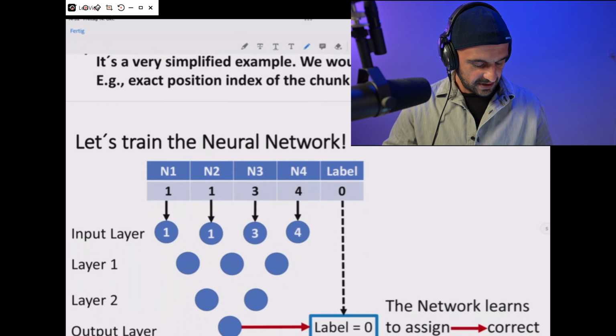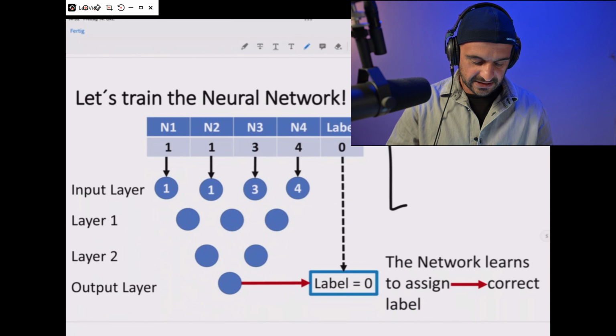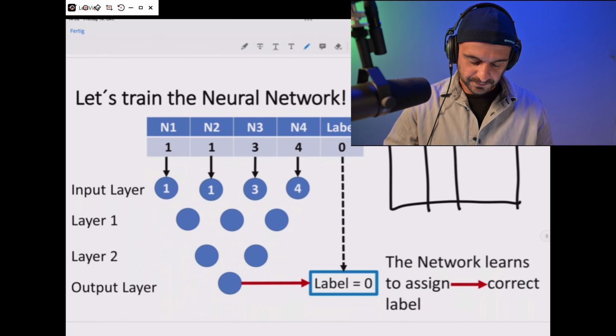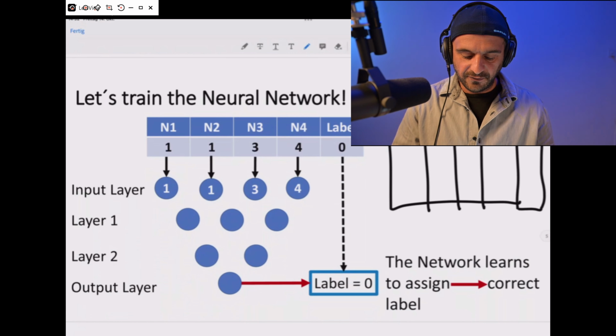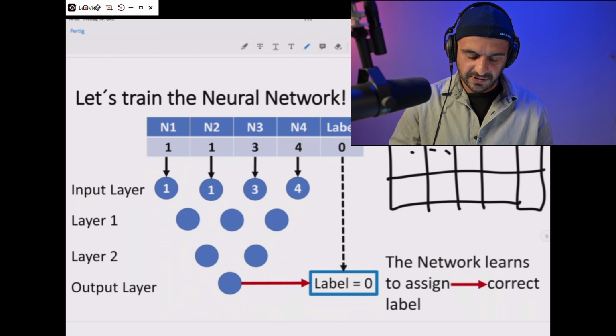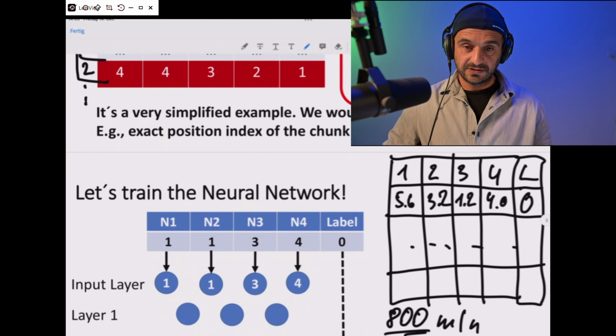and we need also labels. Okay, now, since we have already built this data set, it will look something like this. This is the position 1, 2, 3, 4 in the chunk. This is the label. And here we have gene expressions, like 5.6, 3.2, 1.2, 4.0, and here 0, and so on and so on. The entire data set. It will be huge, 800 million. So it's a huge data set. Sorry, you haven't seen this.